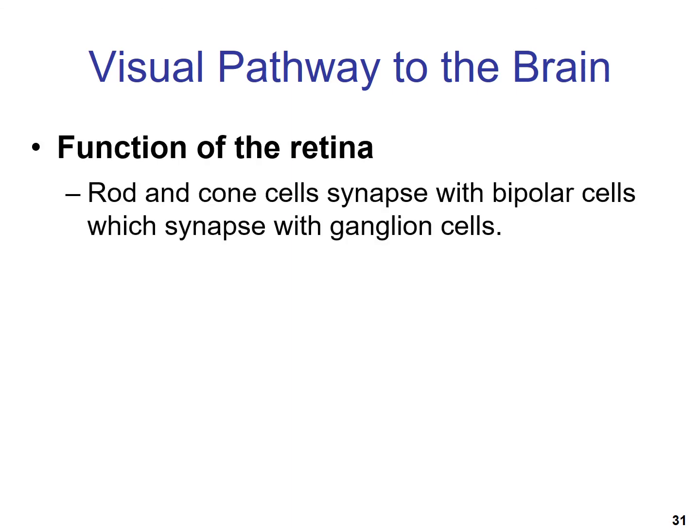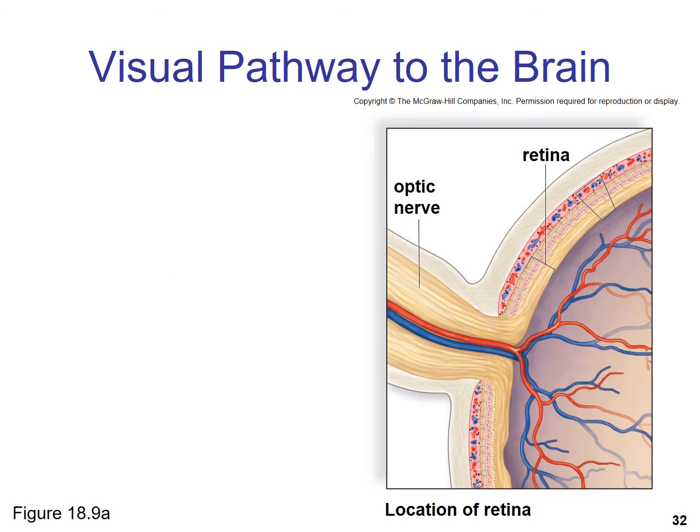Okay. So next, let's talk about the visual pathway to the brain. So the function of the retina goes like this. Rods and cone cells synapse the bipolar cells, which synapse the ganglion cells, and the axons of the ganglion cells become the optic nerve. So again, this is the blind spot, and that is an area where you don't have any rods or cones.